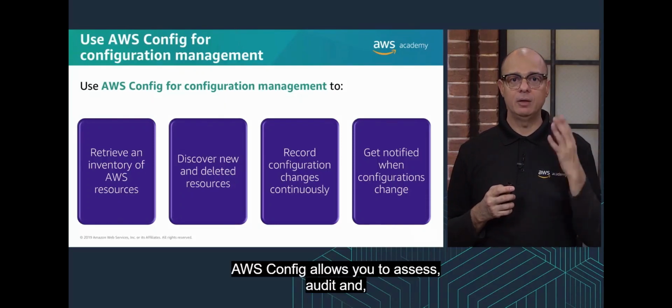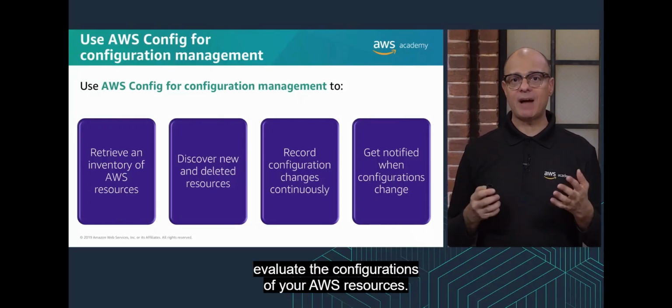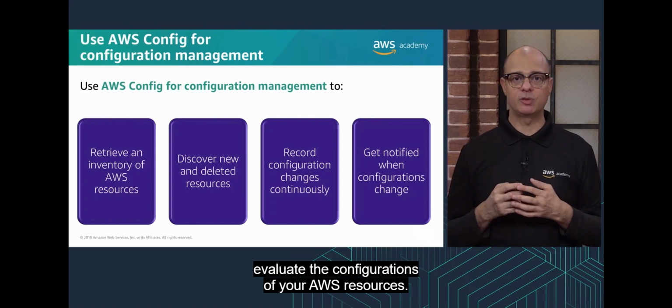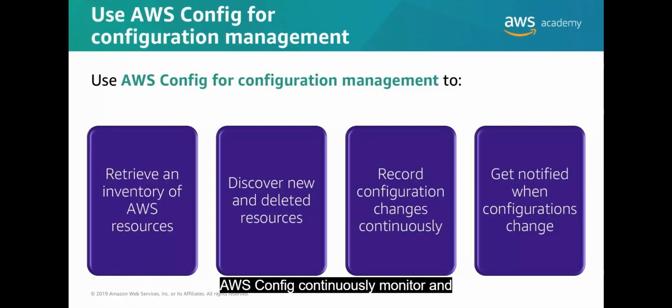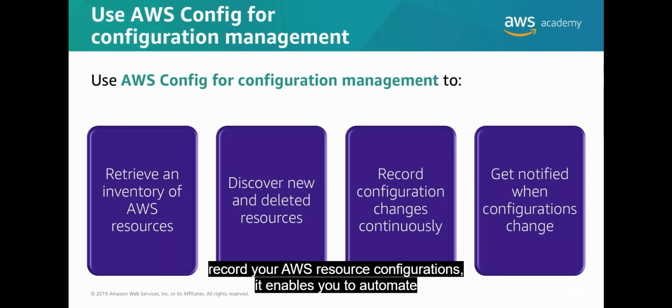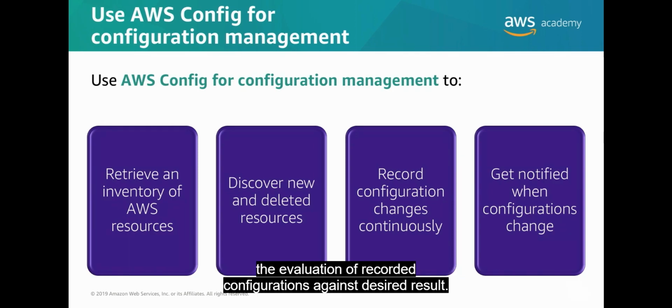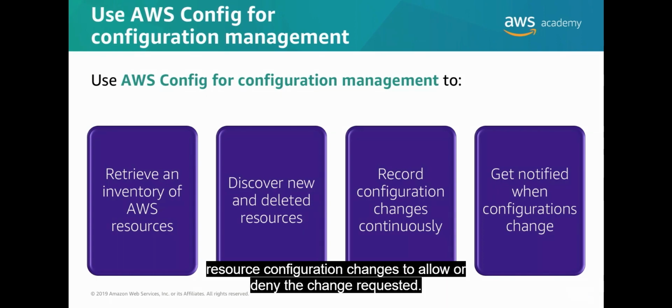AWS Config allows you to assess, audit, and evaluate the configurations of your AWS resources. AWS Config continuously monitors and records your AWS resource configurations. It enables you to automate the evaluation of recorded configurations against desired results. You can retrieve an inventory of AWS resources with AWS Config. You can also record configuration changes so you can compare compliance with your internal guidelines. Finally, you can be notified when configurations change, and you can analyze resource configuration changes to allow or deny the change requested.